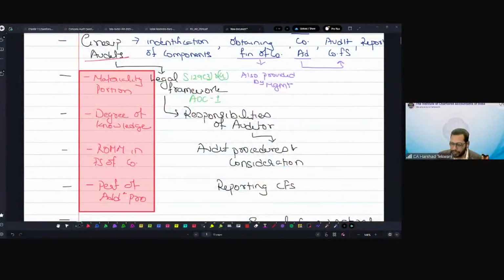Guys, let's continue the session. Okay, now we will talk about procedures and considerations with respect to the audit of consolidated financial statement. So we'll talk about some audit considerations.